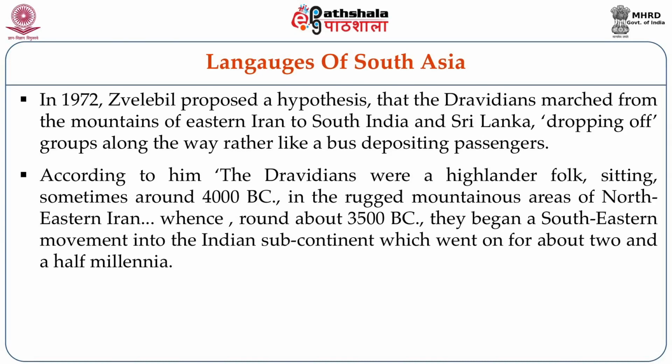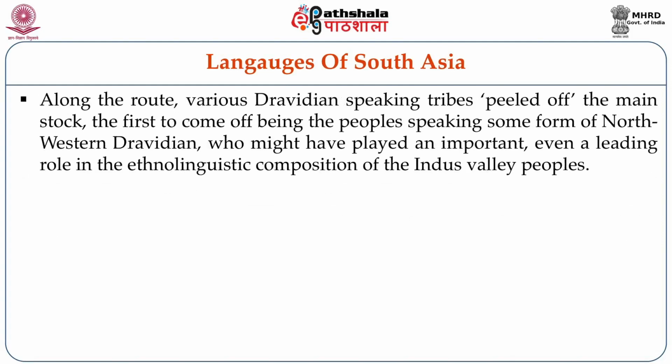about 2.5 millennia. Along the route, various Dravidian-speaking tribes peeled off the main stock, the first to come off being the peoples speaking some form of northwestern Dravidian, who might have played an important, even a leading role in the ethno-linguistic composition of the Indus Valley peoples.